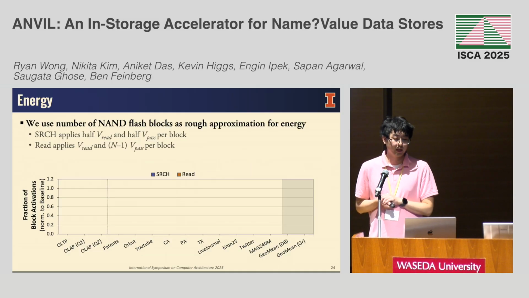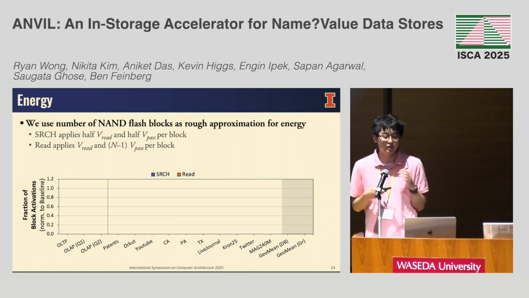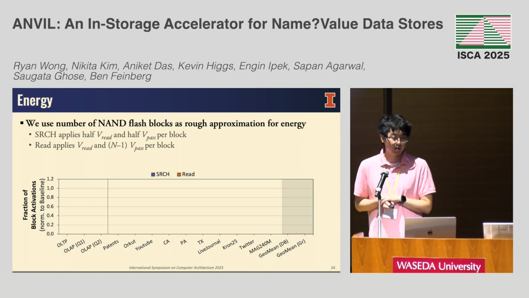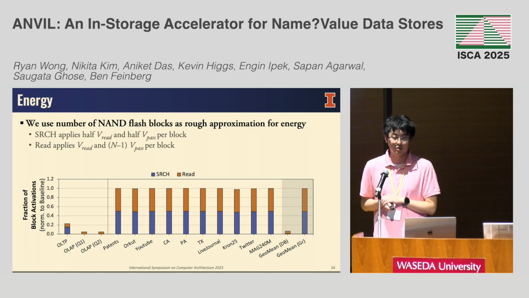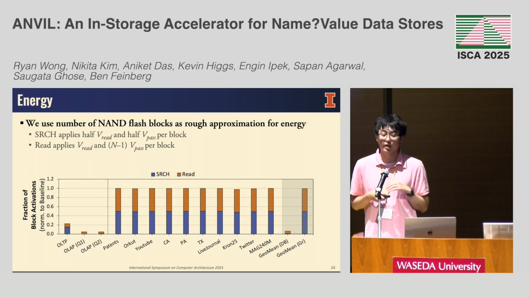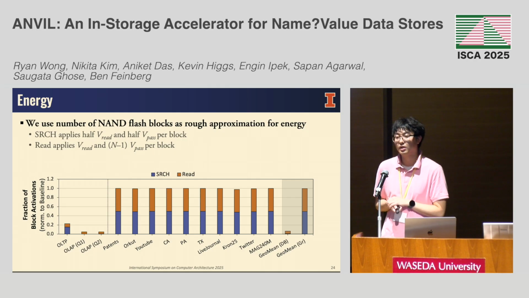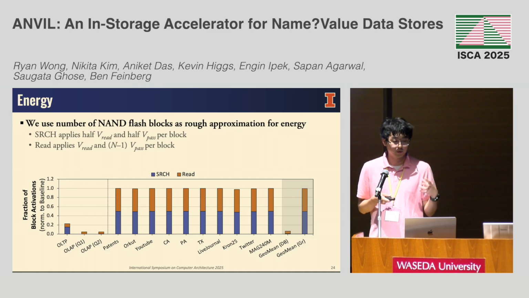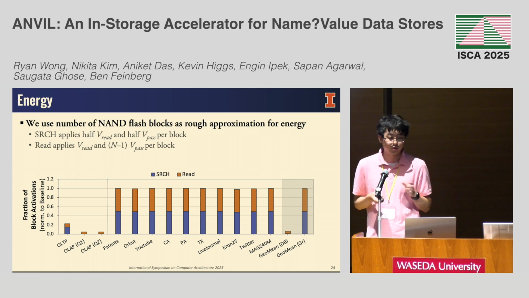We also look at energy as a function of the number of NAND flash blocks activated, and observe that ANVIL can either reduce the number of NAND flash blocks activated or stay within the number of NAND flash blocks that the baseline would have activated, and observe that the search commands are actually cheaper than baseline read commands.